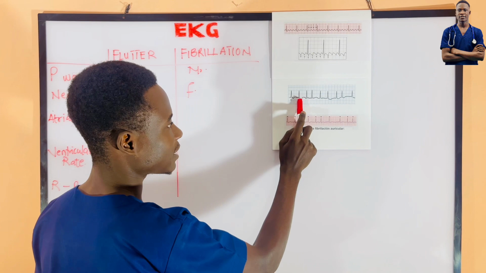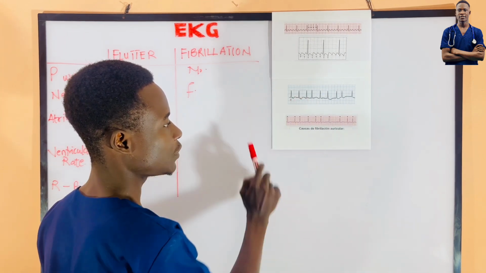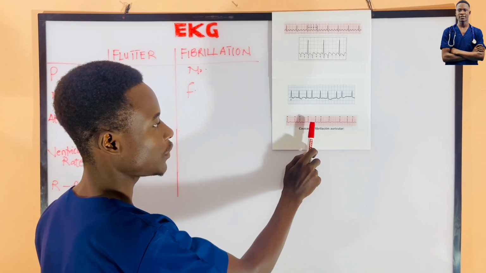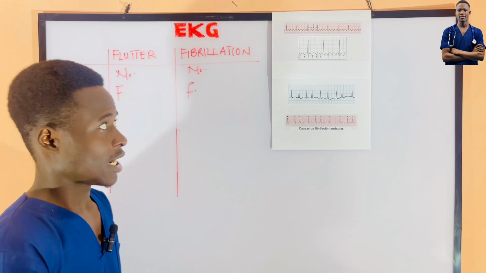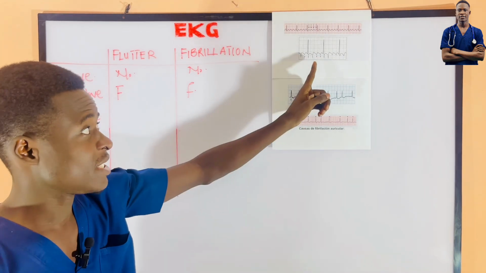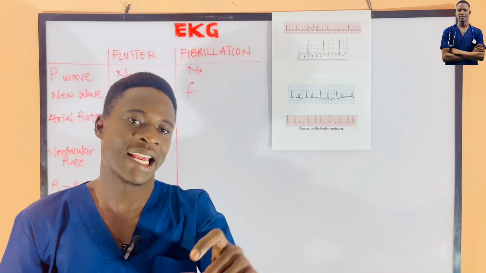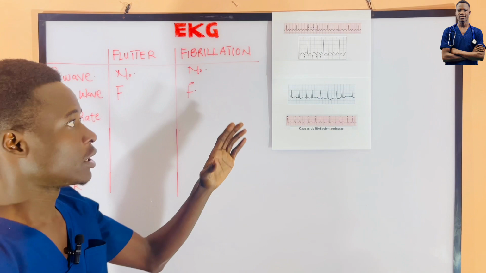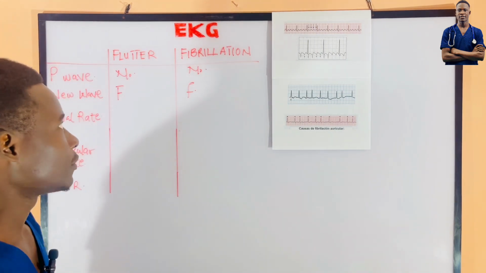If you check this part, there are various P waves generated. Here too, there are various P waves generated, and you won't be able to distinguish one P wave from another, as we can see from the flutter. So that is also a difference that you can use to differentiate between the flutter and the fibrillation.